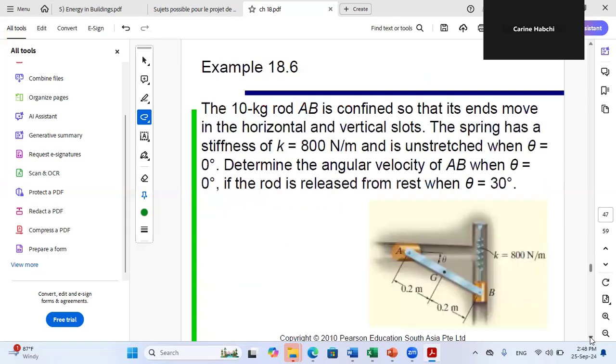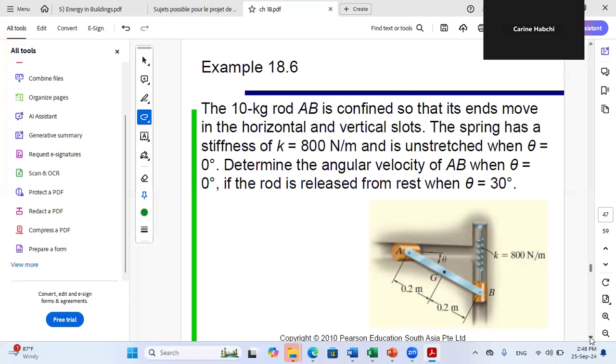Let us do an example on this. The 10 kilogram rod AB is confined so that its ends move in the horizontal and vertical slots. The spring has a stiffness k equal to 800 Newton per meter and is unstretched when theta is 0 degrees. Determine the angular velocity of rod AB when theta equals 0, knowing that the rod is released from rest when theta equals 30 degrees.